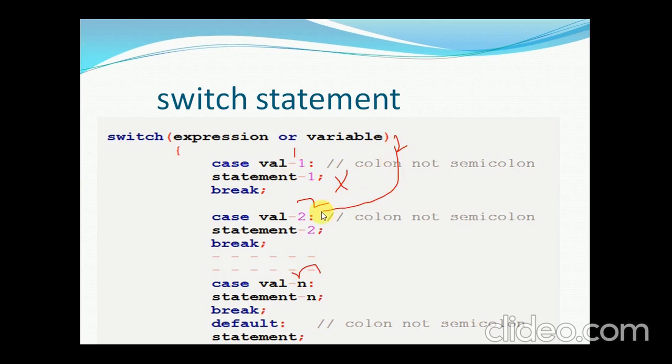Next, this 2 is compared with this 2. If both are the same, then this part is executed and the remaining part will be skipped. Like this, it will compare all the cases with the variable passed here. If the variable is not compatible with any of these cases, then lastly the default statement will be executed. Now we'll see the flowchart of the switch.